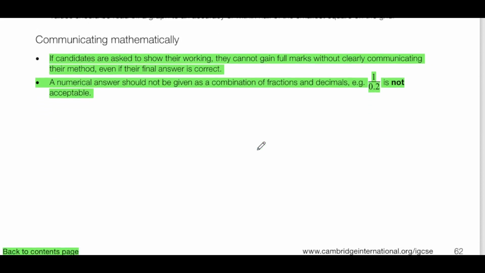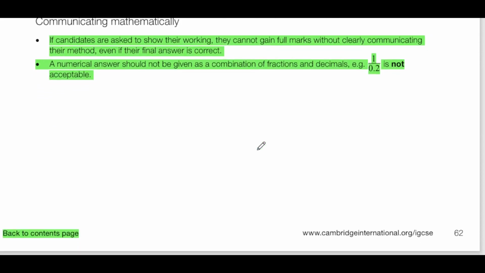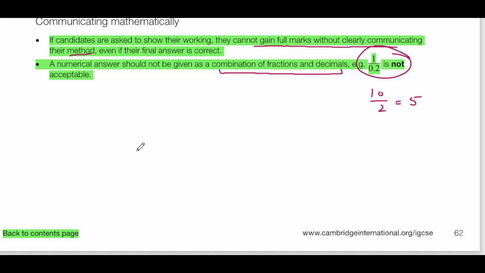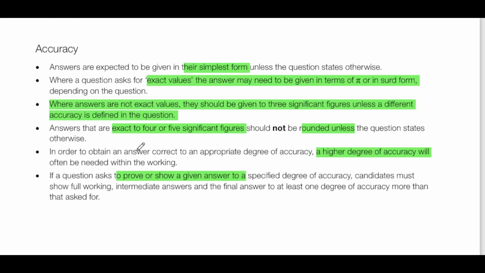Then here, communicating mathematically, you must use mathematical language when you are doing your paper. If candidates are asked to show their working, they cannot gain full marks without clearly communicating their method. So meaning you have to explain what you are doing, and this is more important. The numerical answer should not be given as a combination of fractions and decimals. Like here you see, you can't write 1 over 0.2 as your answer, you have to do it like 10 over 2, that is 5. So this combination is not allowed. They may deduct marks if you give your answer like that, right?